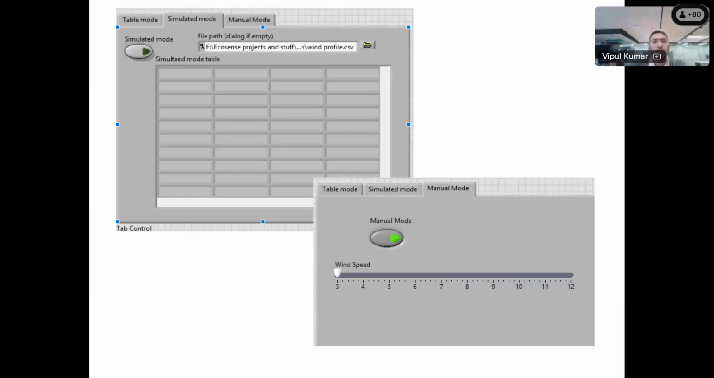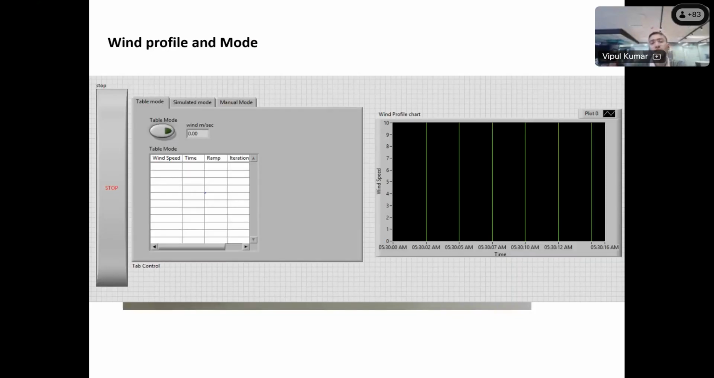In simulated mode, the user can have a .csv file or Excel file, so he can call that file in LabVIEW using that file path. So if we call that table.csv file, all that data will be displayed in the simulated table mode, and that data will go to wind speed as a wind speed profile. So he can see the wind speed profile here on the right side in the wind profile chart.